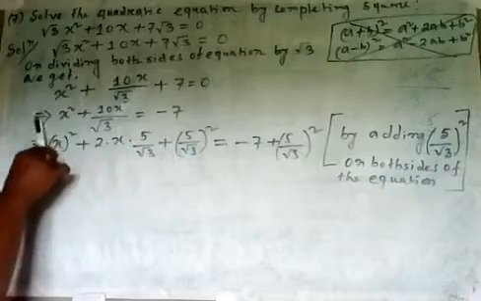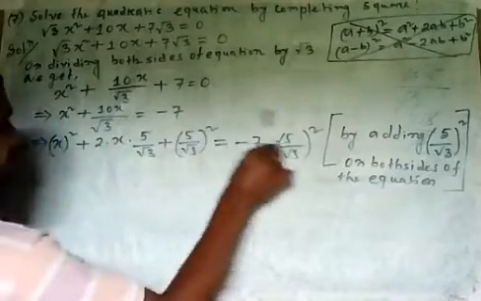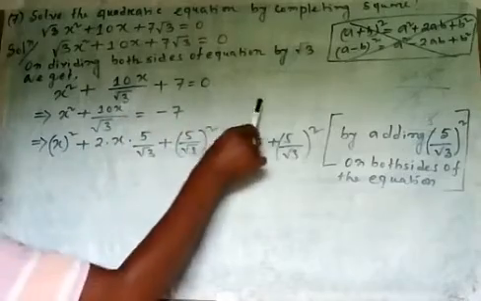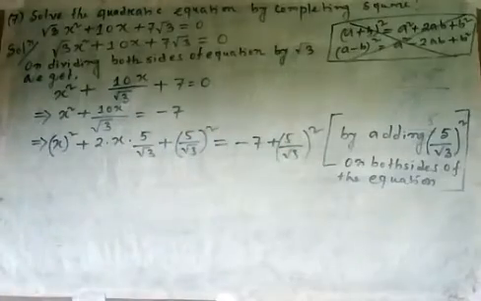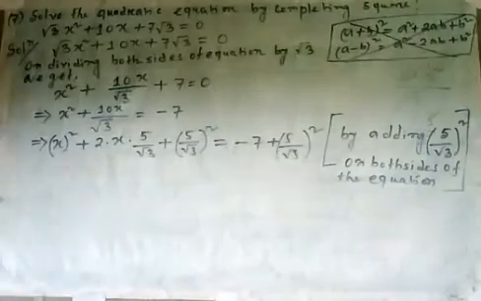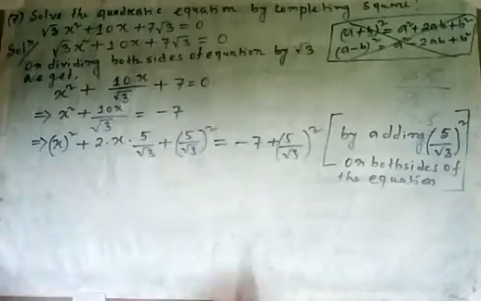Since if you look at the previous and this part, we can see this 5 by root 3 whole square is not there here. So this is extra, we have added. Why we are adding? Because we need to make the formula a square plus 2ab plus b square.